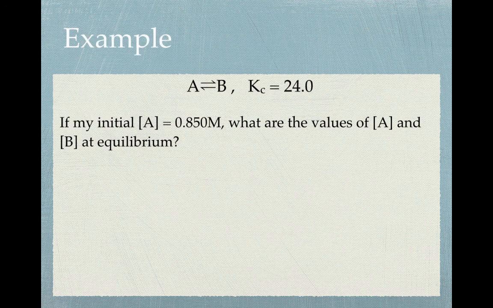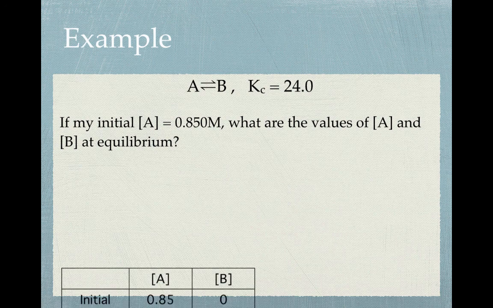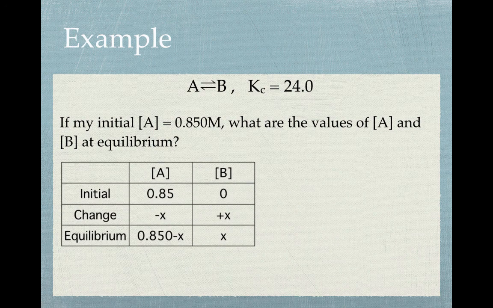So we'll just use a very simple example here. A turning into B, and it's at equilibrium, has an equilibrium constant of 24. So my initial concentration of A is 0.850 molar, and we're going to assume B is 0. And what we want to know is what are the values of A and B at equilibrium. So here's our ICE box here. We start out with an initial concentration of A at 0.85, an initial concentration of B at 0.